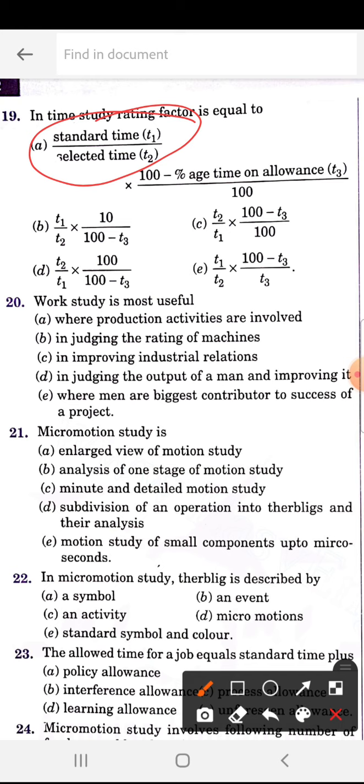Next, work study is most useful in which? Where production activities are involved, there work study will be used.